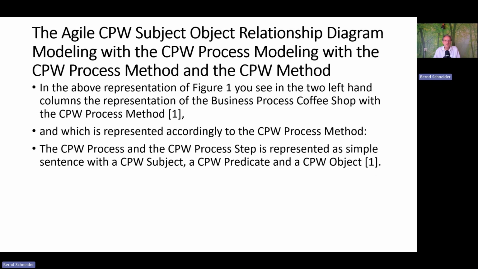In the above representation of figure 1, you see in the two left-hand columns a representation of the business process coffee shop with the CPW process method. The CPW process and the CPW process step is represented as a simple sentence with a CPW subject, a CPW predicate, and a CPW object.